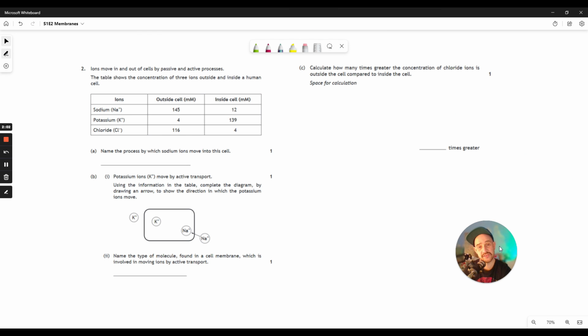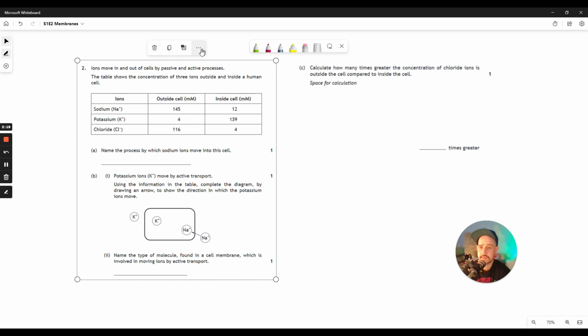Okay, so how did you do? Let's make a start by looking at the answers to these questions. So the first question then, 2A, is asking us to name the process by which sodium ions move into this cell. So we can see that the concentration is higher outside the cell than it is inside the cell. So if it's going to be moving into the cell, it's going to have to be going from a high concentration to a low concentration. So this must be diffusion. We know it's not osmosis because it's not water, and we know it's not active transport because it's going from a high to a low concentration.